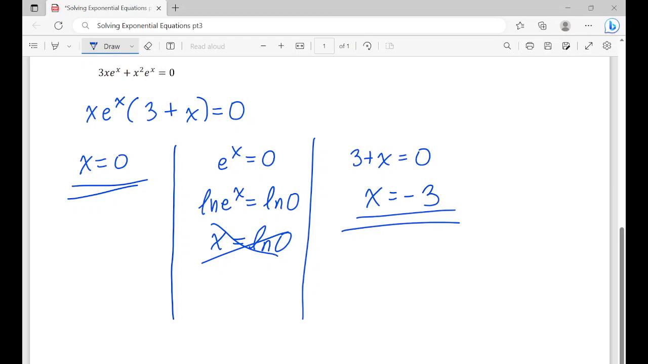So for this exponential equation, I have two possible answers, negative 3 and 0, with the third one here not being possible.